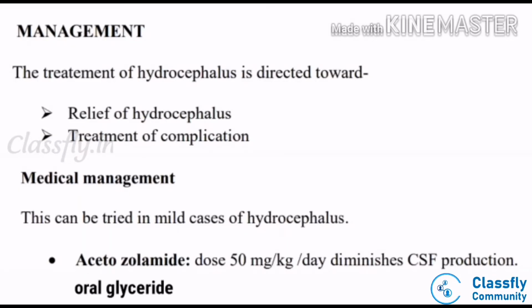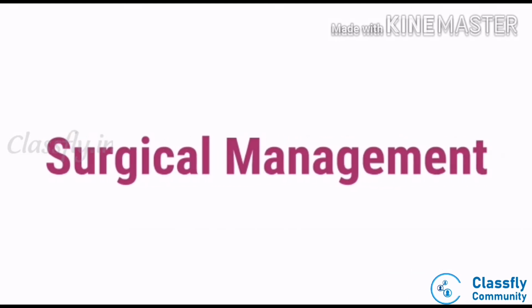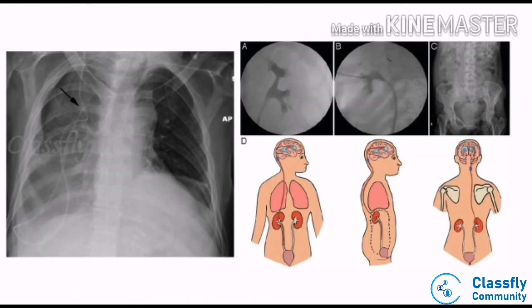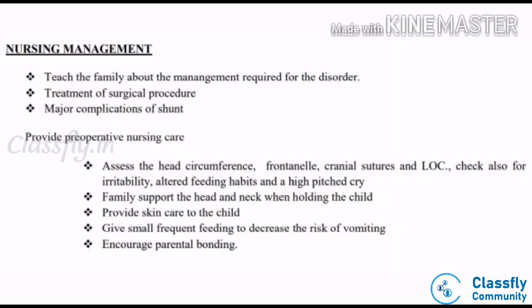Moving on to the management. The treatment of hydrocephalus is directed towards relief of hydrocephalus and treatment of complications. Medical management can be tried in mild cases of hydrocephalus: acetazolamide and oral glycerol. Acetazolamide, 50 mg per kg per day, diminishes the CSF production. Moving on to the surgical management, mainly we have ventriculoperitoneal shunt and ventriculoatrial shunt, which are VP shunt and VA shunt, then ventriculopleural shunt, ventriculoureteric shunt. We also have ETV.